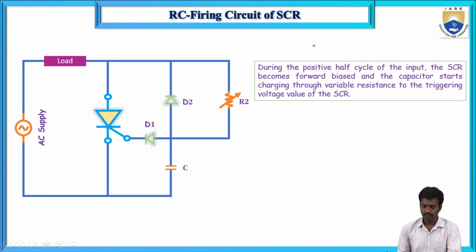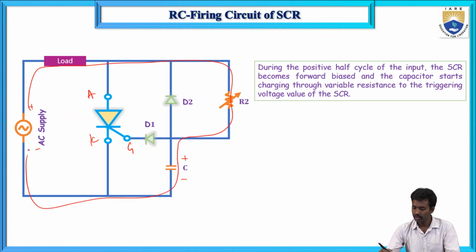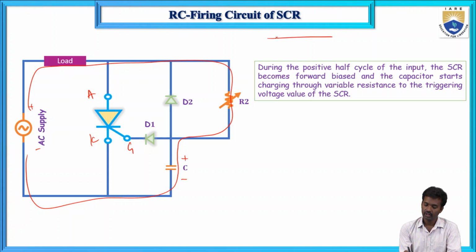Now during the positive half cycle of the input, the SCR becomes forward biased. Here is the anode, cathode, plus and minus, and this is the gate. This is in forward bias. So the capacitor is charging through the variable resistance, plus and minus, and through the resistance toward the triggering value of the SCR. Initially it was negative. This is the capacitor voltage, and it is charging through this path.